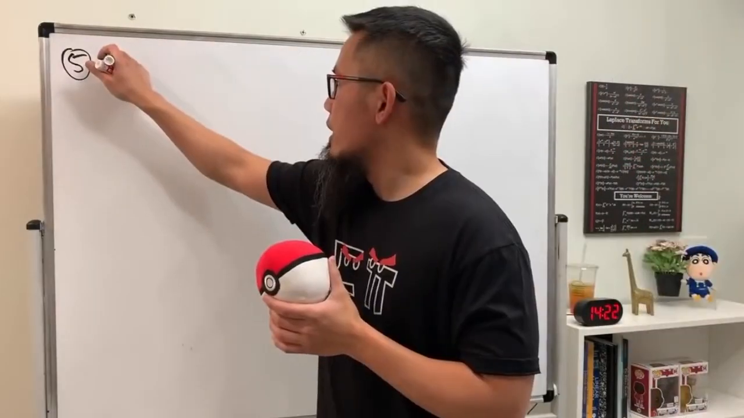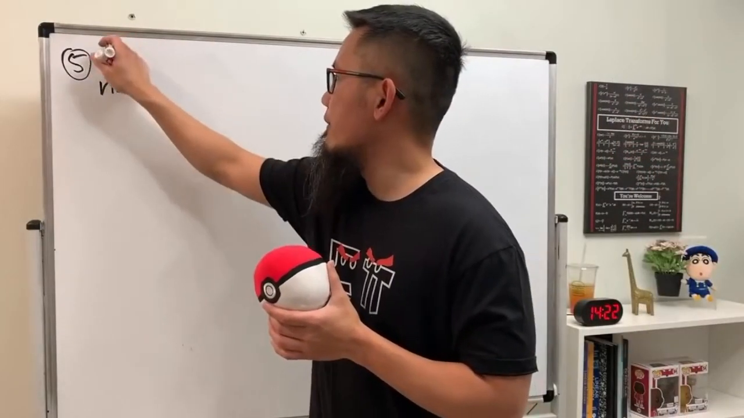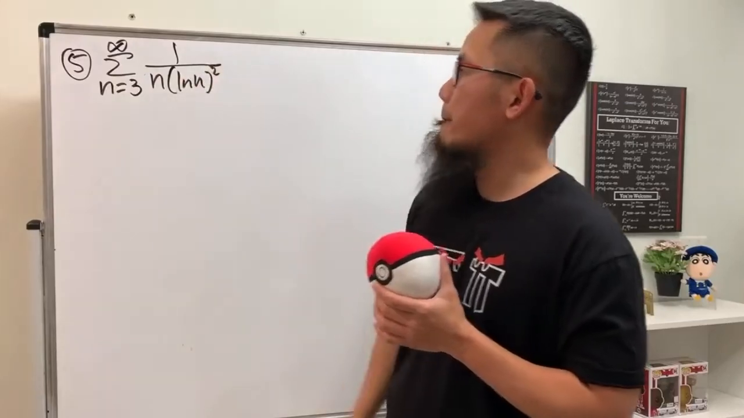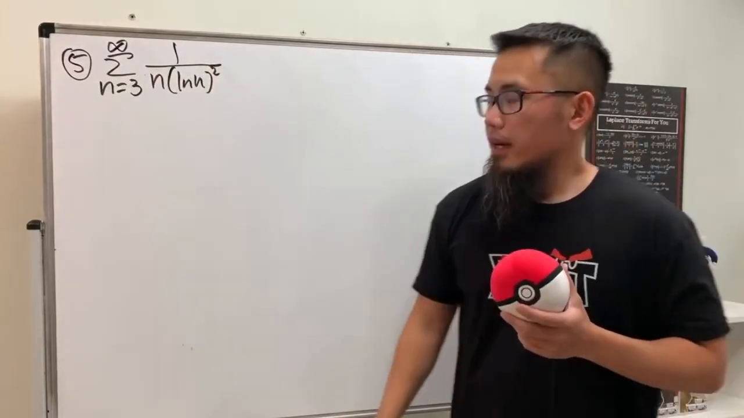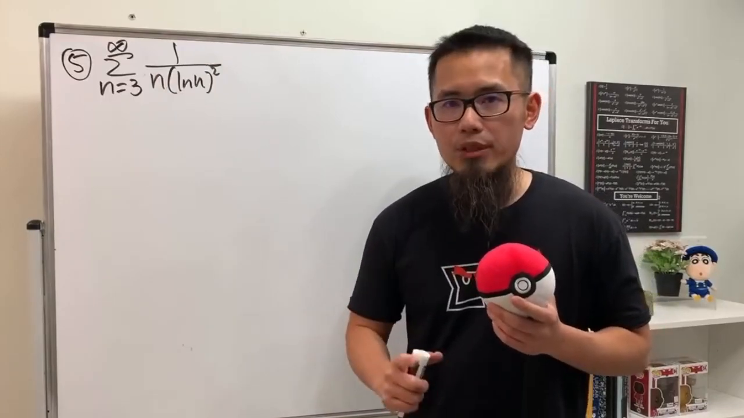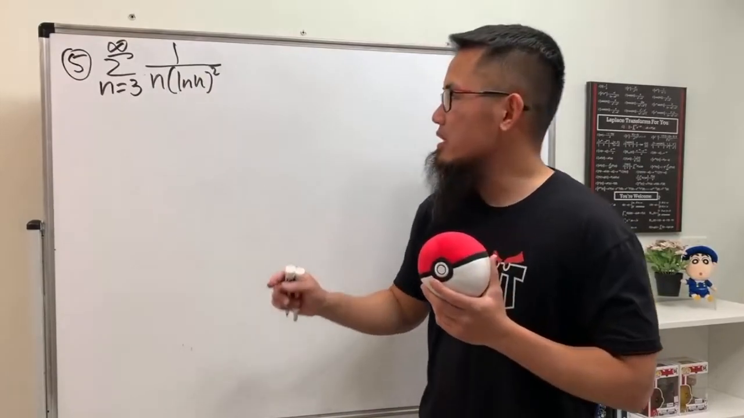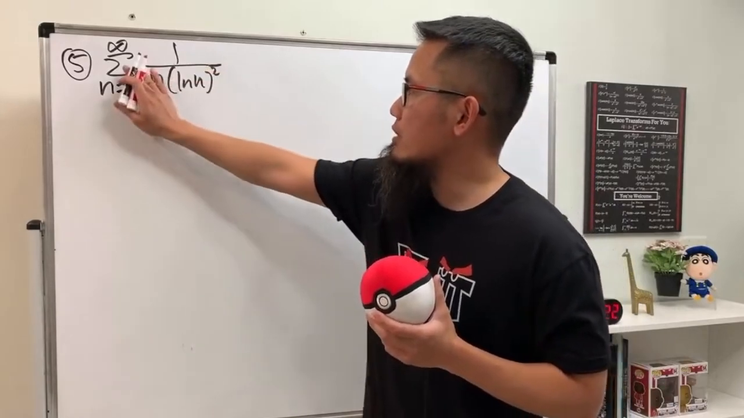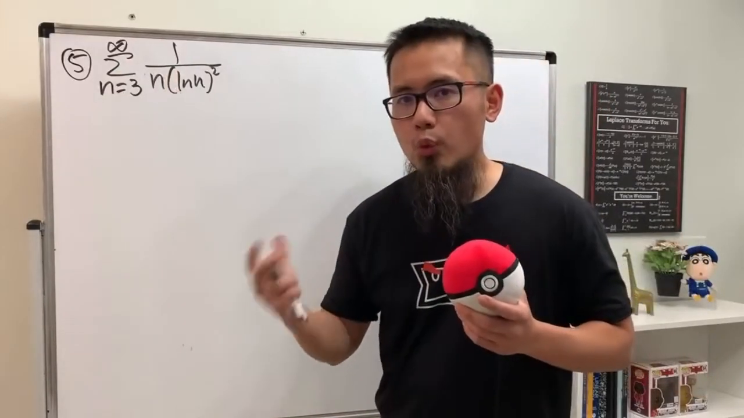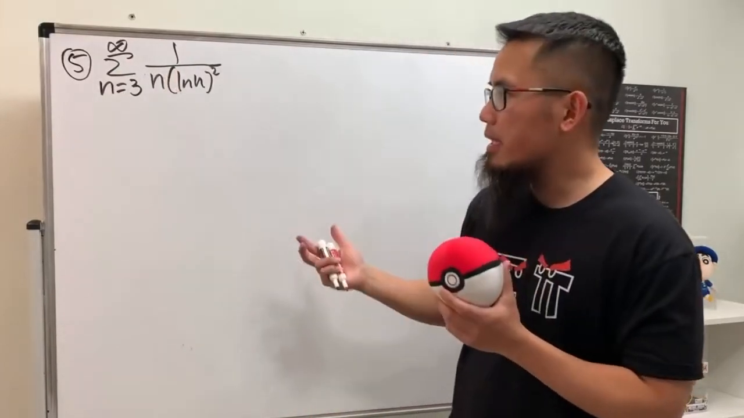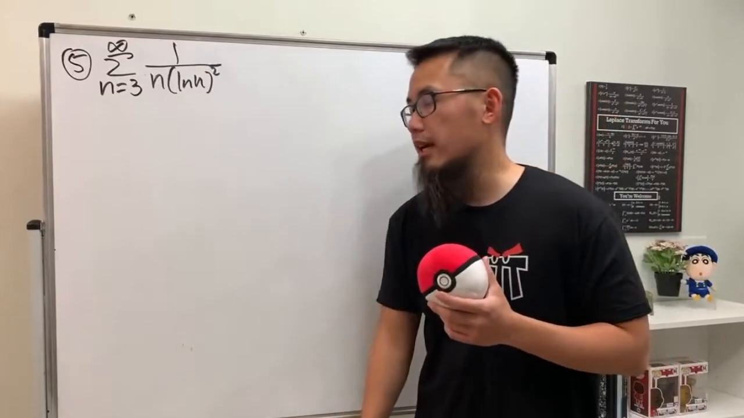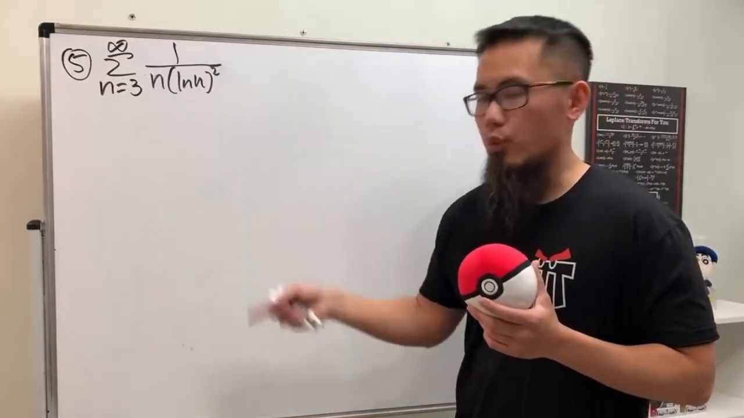Here we have the series as n goes from 3 to infinity, 1 over n times (ln n) squared. Let me tell you, direct comparison won't work. Limit comparison won't work, because if you compare this with 1 over n, or the series of 1 over (ln n) squared, the inequality won't work out the way that you want, and in the limit, you'll end up with 0 or infinity, depending on how you put the a_n over b_n. So comparison tests won't work for this.